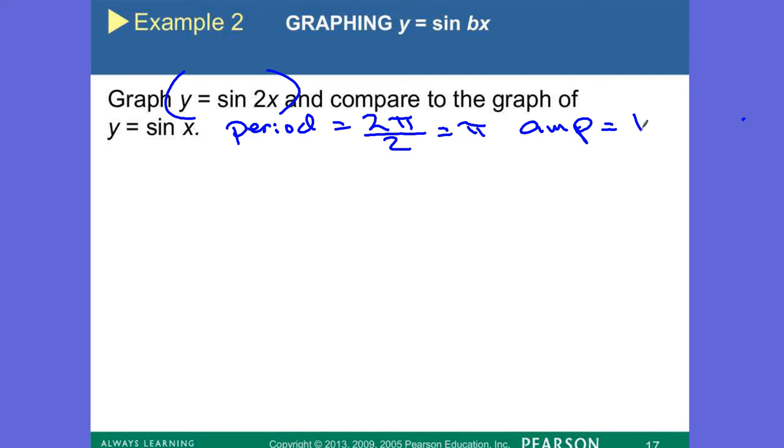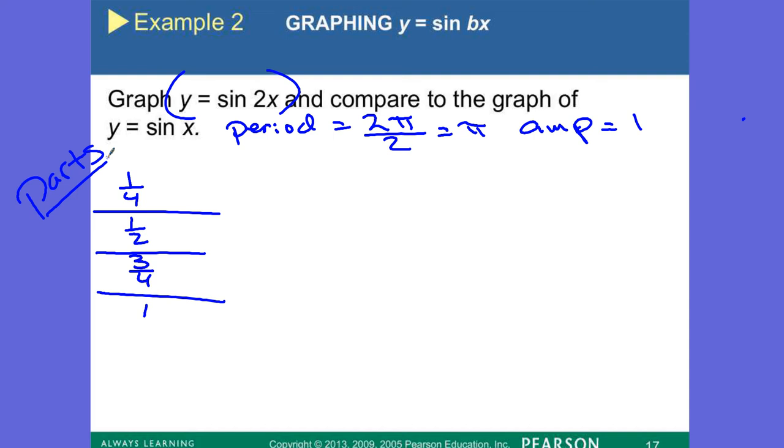Please have out your unit circle for this because I'm going to ask you about it momentarily. Now, when we're graphing these, you're going to do these steps right here. You can start off with 1/4, 1/2, 3/4, and 1. It's always going to be this. We're doing a table here. These are your parts. We're going to break up the graph into parts.